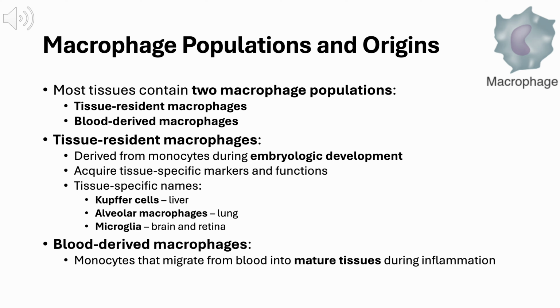The second population consists of blood-derived macrophages. These begin as circulating monocytes and migrate into mature tissues during inflammation, where they differentiate into macrophages. This distinction matters because resident macrophages help maintain local tissue homeostasis, while recruited macrophages are especially important in responding to injury and infection.